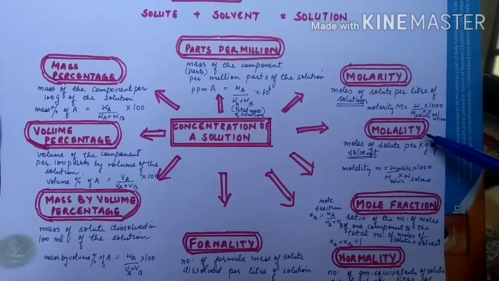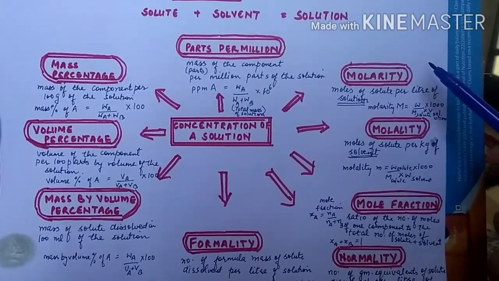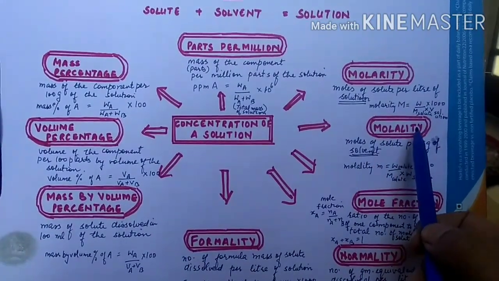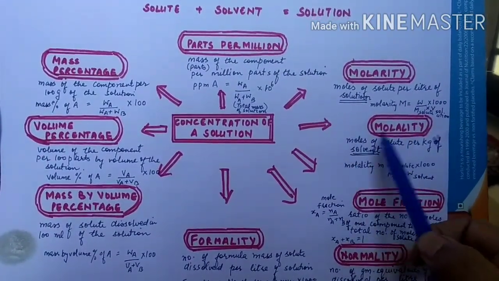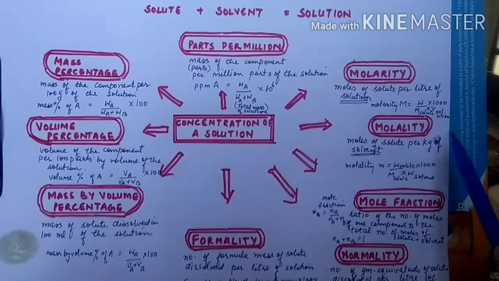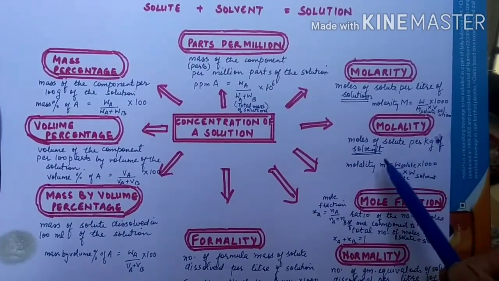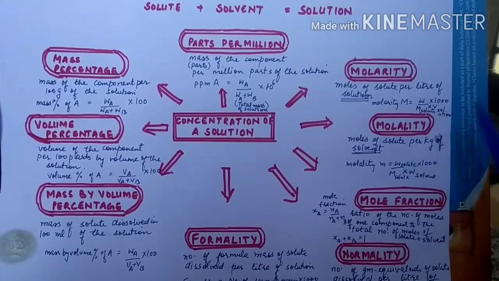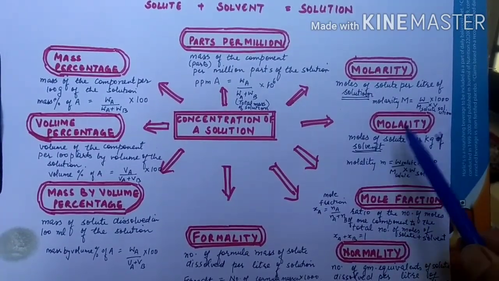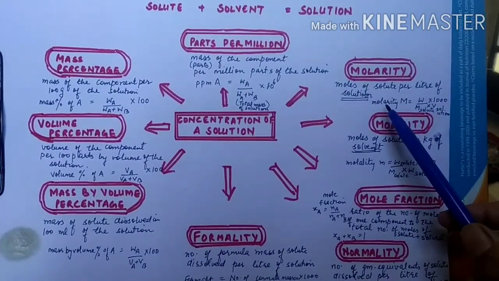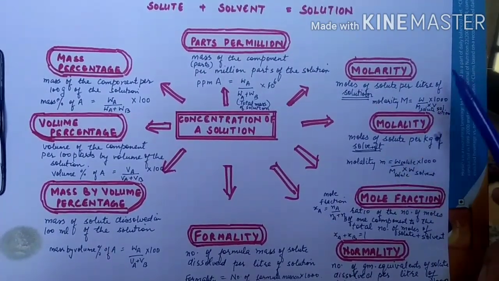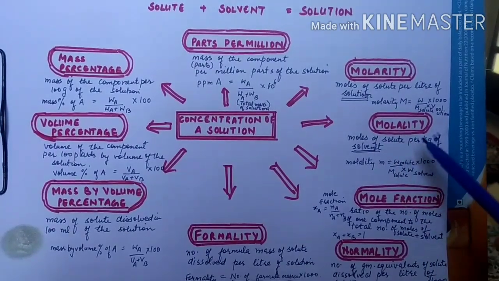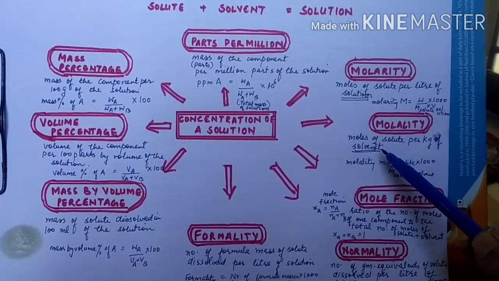In case of molality, there was per liter of solution. Molality is defined as the number of moles of solute per kg of solvent. We are taking weight of solvent here and not volume. And we are taking solvent here, not solution. So this is the basic difference between molarity and molality. Molality is number of moles of solute per kg of solvent.